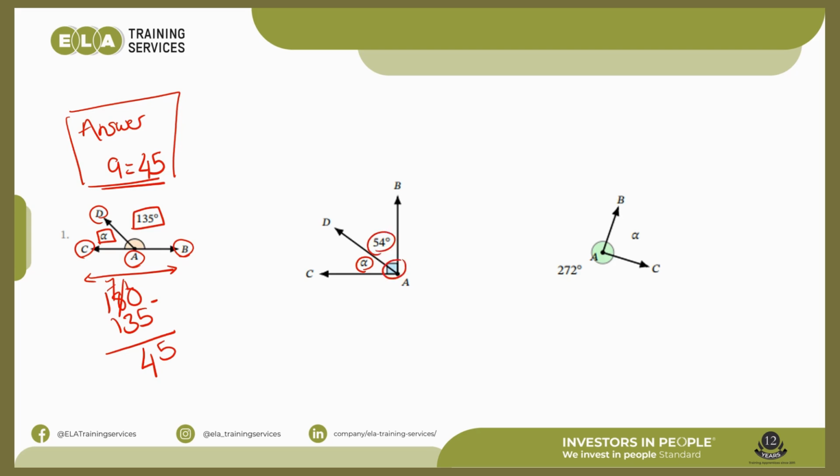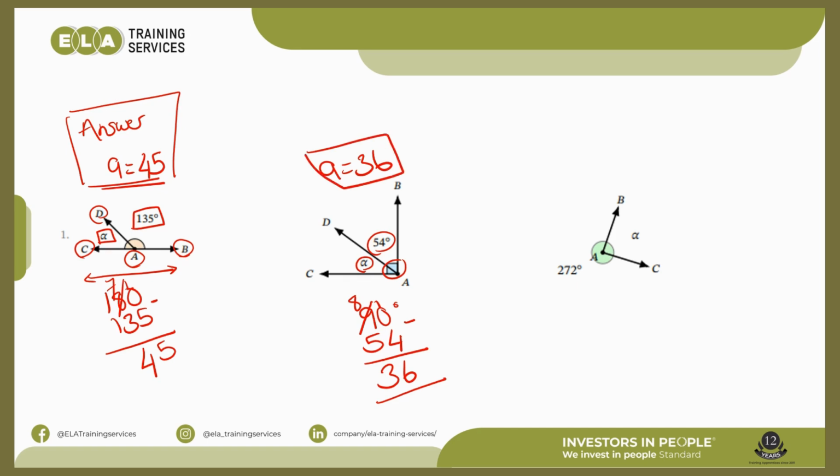The square reminds us that that is a 90-degree angle that's been cut into two pieces, and one of those pieces is 54 degrees. So let's do a takeaway sum. Can't take 0 from 4, so we have to do borrowing. 9 becomes 8, 0 becomes 10. 10 take away 4 is 6. 8 take away 5 is 3. 36. A equals 36. Again, remember, make it obvious for the marker.